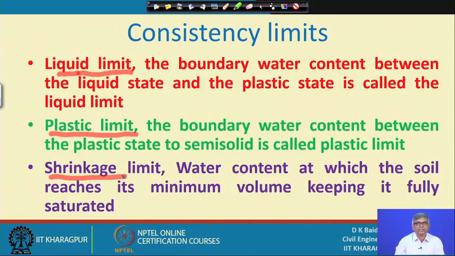What is the liquid limit? As per definition, it is the boundary water content. These three limits, the liquid limit, plastic limit and shrinkage limit, are actually nothing but the water content of the soil. What is water content actually? If I take a mass of soil, it can be completely dry, or completely saturated, or partly saturated or partly dry.